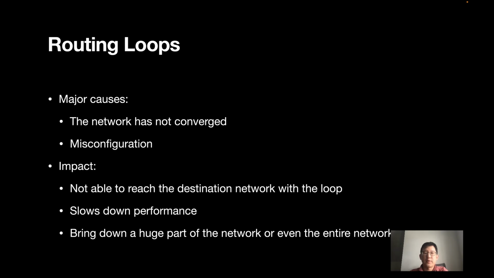But a misconfiguration is a bigger problem because it is permanent, and that can have great impact. The most obvious impact is not being able to reach the destination network with a routing loop, but it can have much worse impact than that. It can slow down the performance of your entire network, or in the worst case scenario, it may bring down a huge part of your network or even the entire network.